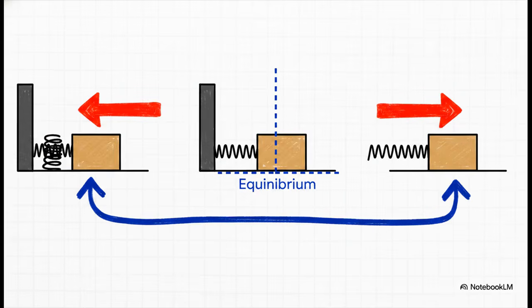And here's the crucial part of how that works. When you pull the block away from its resting spot, the spring creates what's called a restoring force. That's always trying to pull it back to the center. But the block has momentum, right? So it overshoots the middle. Then the spring starts pulling it back from the other side. This cycle just keeps repeating, and that's what creates that classic back and forth oscillating motion.